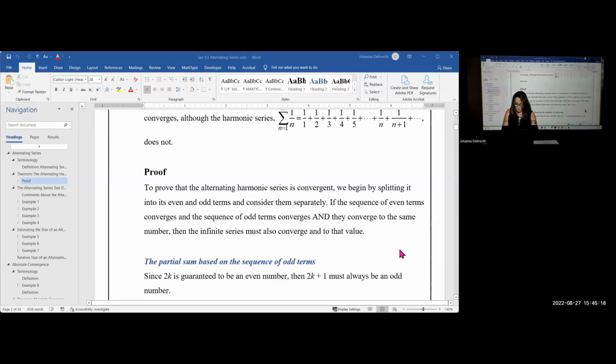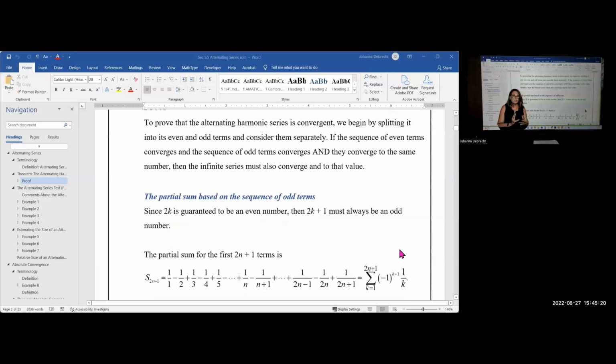In order to do that, we begin by splitting it into its even and odd terms. So we're looking at the odd subscripts and the even subscripts. We're going to look at the sequence of partial sums for an odd value and then the sequence of partial sums for an even value. So we're going to look at S sub 2n plus 1, which is the sum of an odd number of terms, and then we're going to look at S sub 2n, which is the sum of an even number of terms. If both of those sequences converge, and they converge to the same thing, then the infinite series must also converge and to that value.